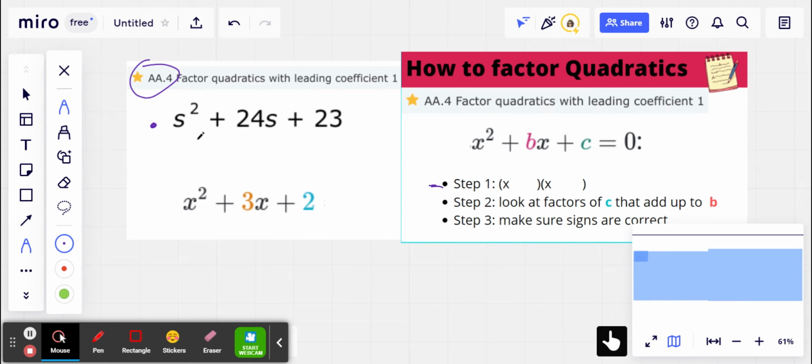First step is to draw 2 parentheses with whatever variables there. In this case it is S and S. We're done with step 1.